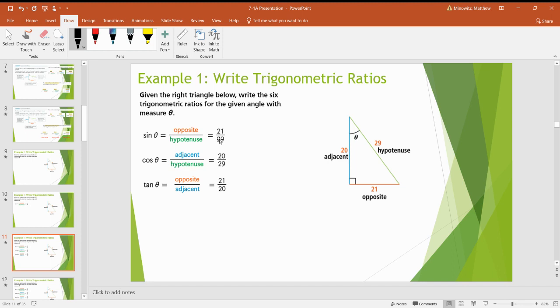The order of these numbers matters. Do not write 29 over 21. Don't do hypotenuse over the opposite. That's a different ratio.